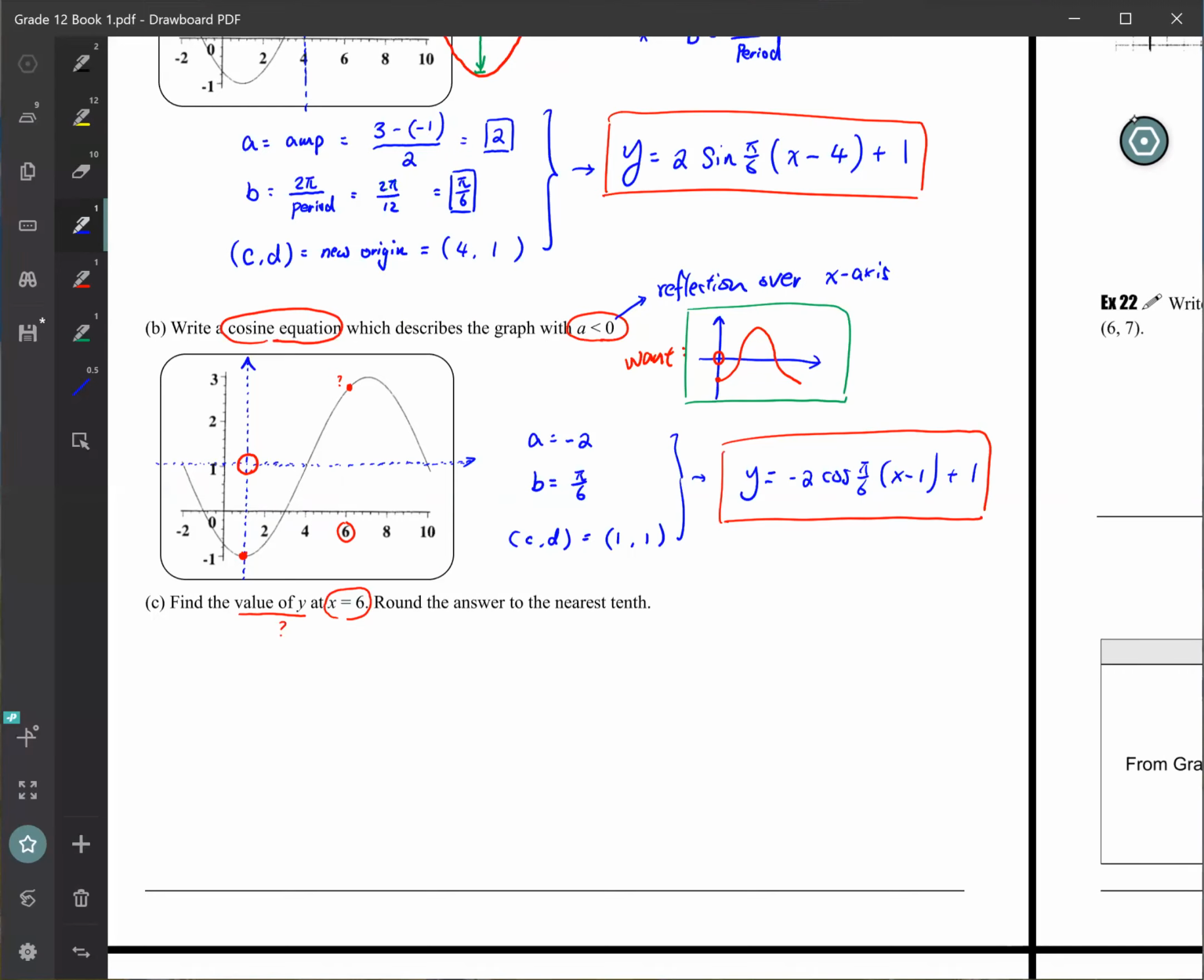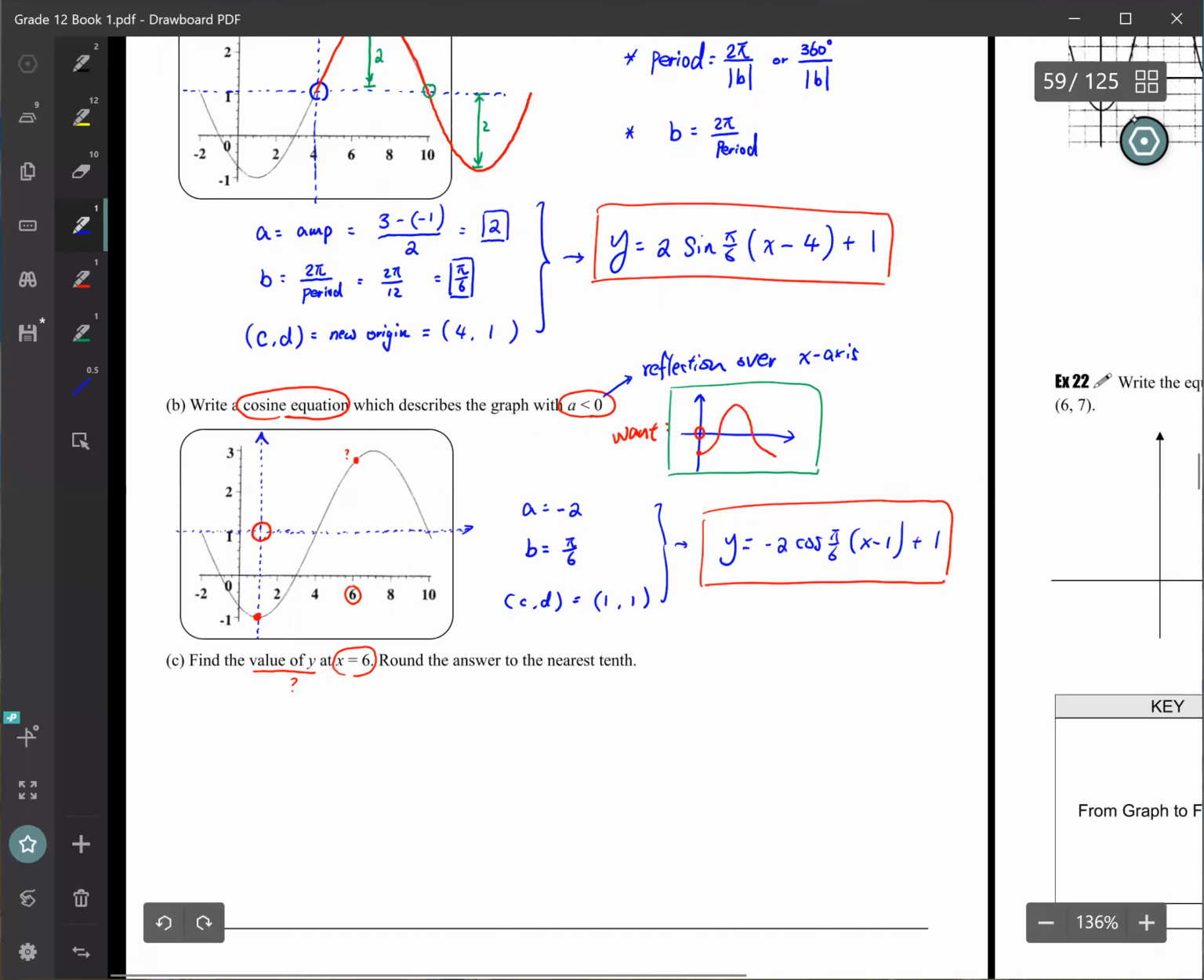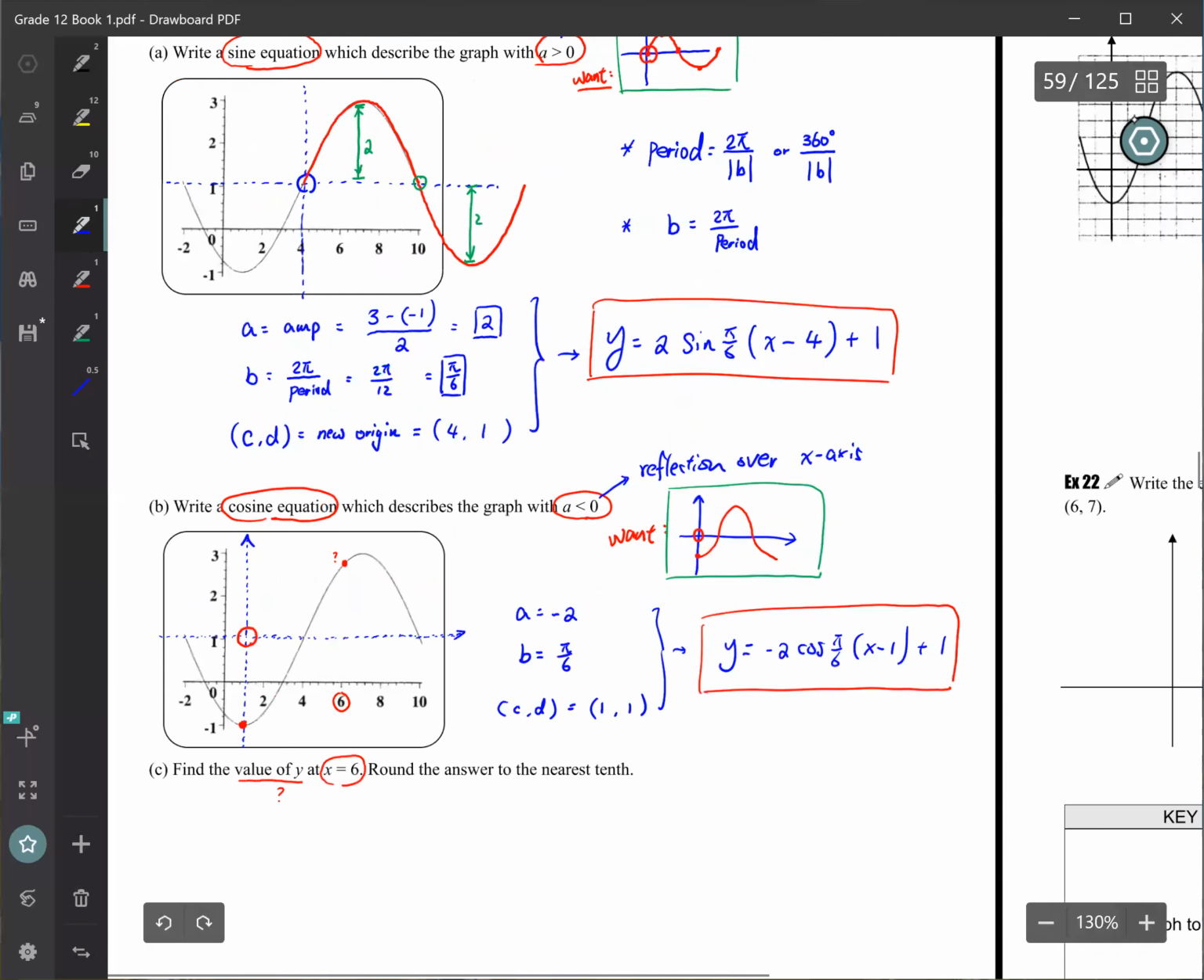Are they for the same graph? The sine and cosine, they are for the same picture, right? So we can plug into any one of them, okay? Okay, so we are going to do that. Let's see if they both give you the same answer. We're going to try to plug into both.